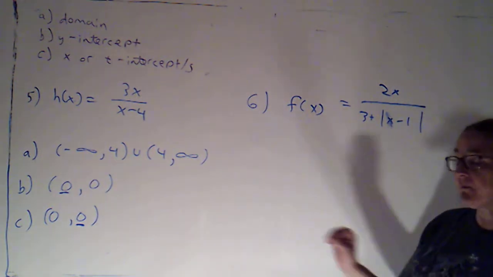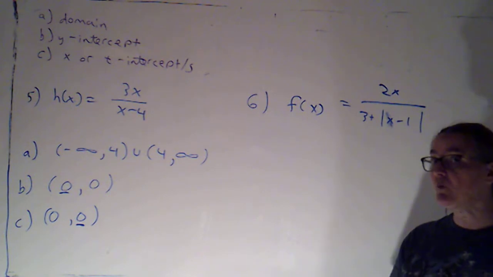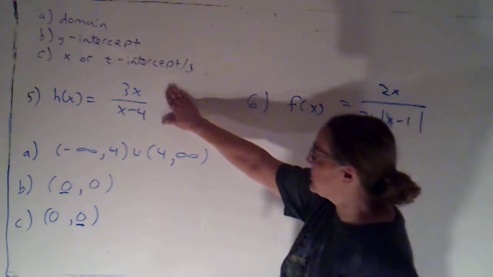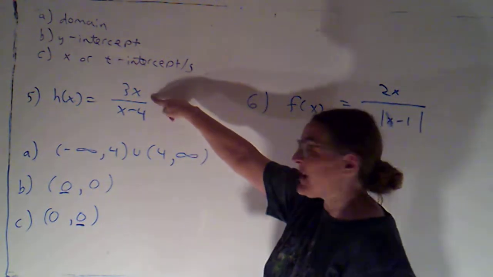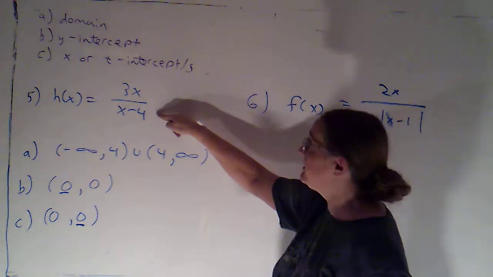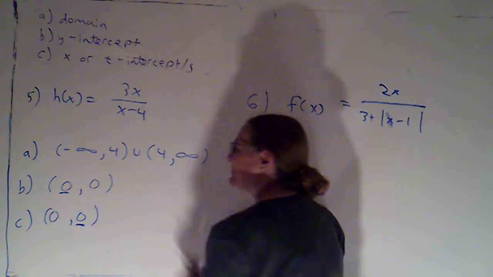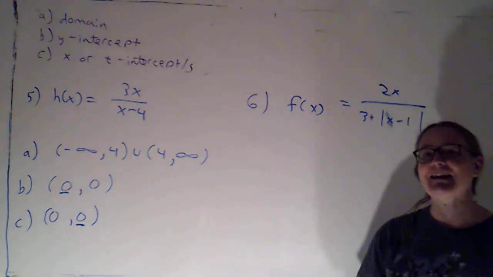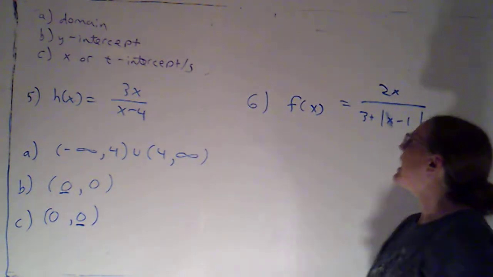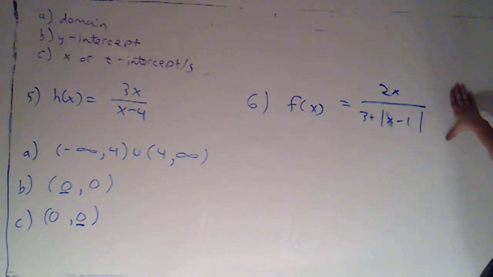I do want to check, because functions can have more than one x-intercept, so I want to do a quick check. Is there anything else that would make the top 0 and not make the bottom 0? And the answer is no. 3x is only going to be 0 if x is 0, so the origin is both my x and y intercept. All right, for question number 6.